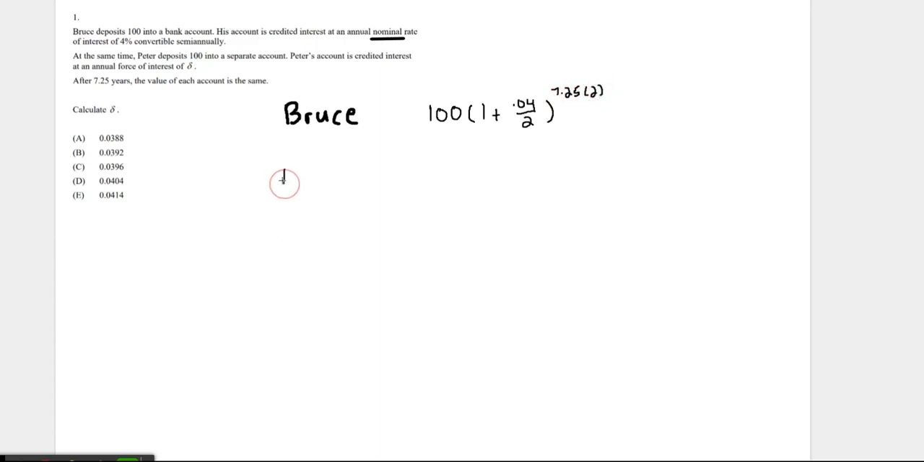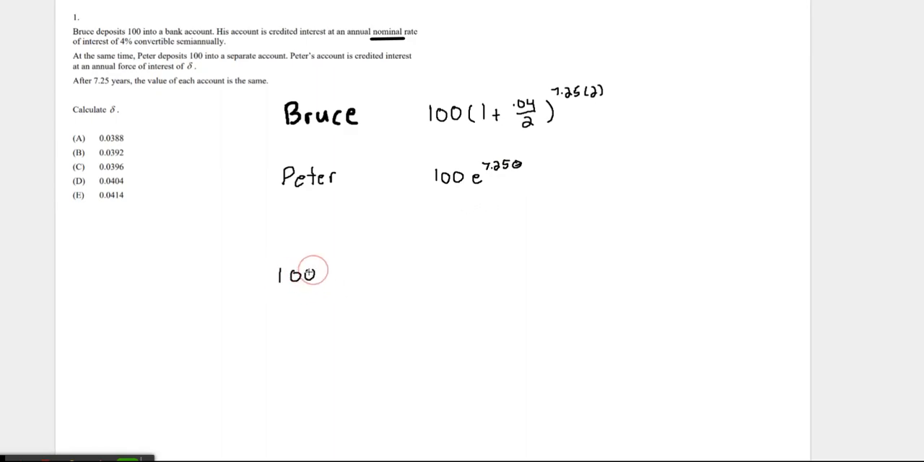Okay, and then Peter's account is going to have 100 e to the 7.25 theta. If you remember the PERT formula, it's kind of like that, okay? Pe to the rate, which is theta, times time, okay? So these are going to be equal, so we can set them equal to each other.